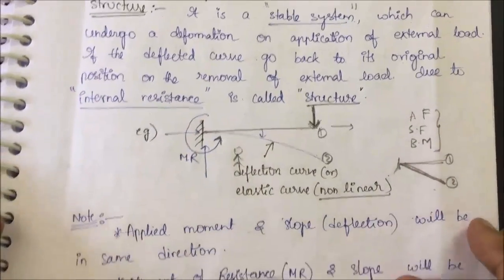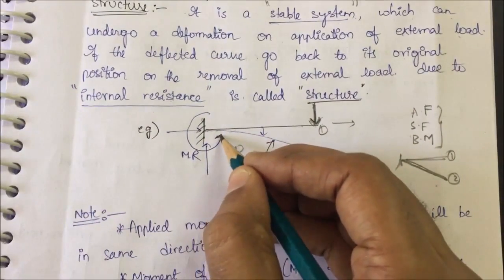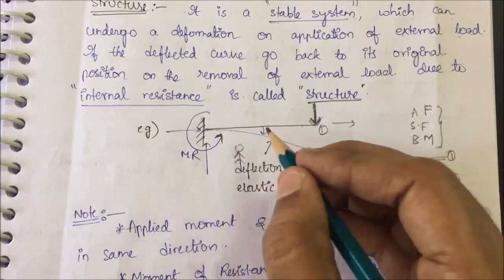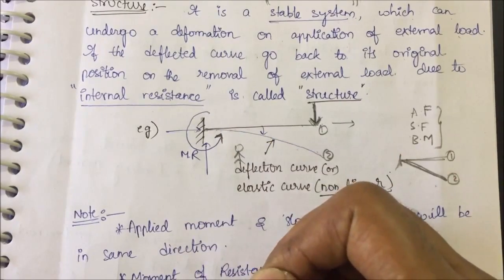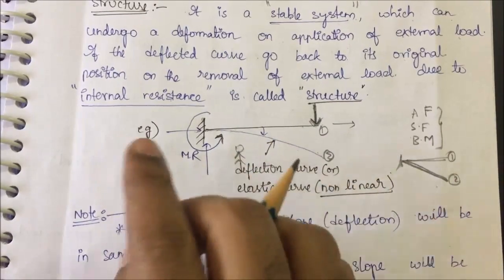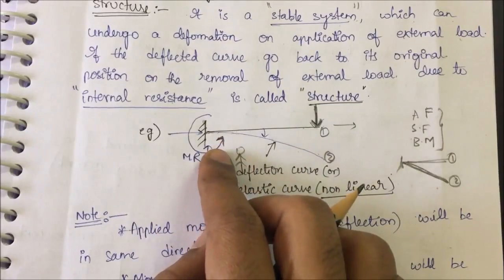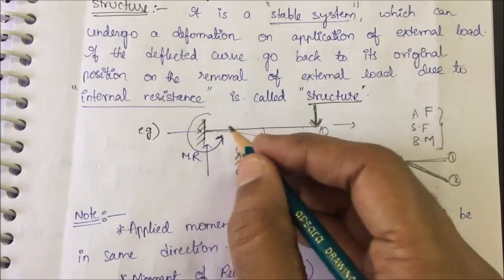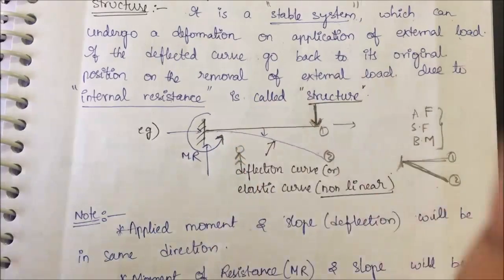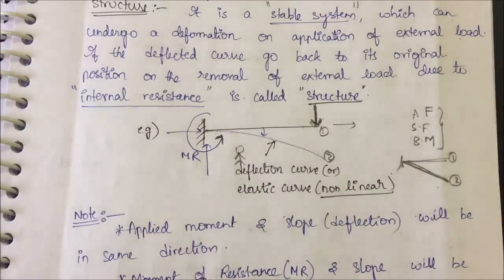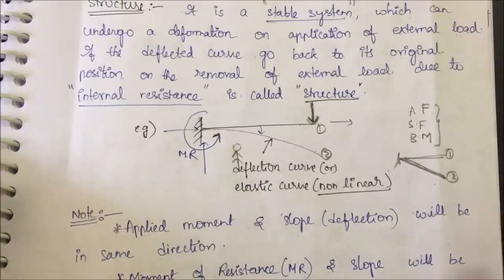Fine. So here, have you seen the moment of resistance? What is the direction of this moment of resistance in the case of a fixed beam? Many people make mistakes in calculating the direction. Sometimes they take clockwise, sometimes anti-clockwise. Basically there is a very simple logic behind this. If you understand the logic, you will never make a mistake.